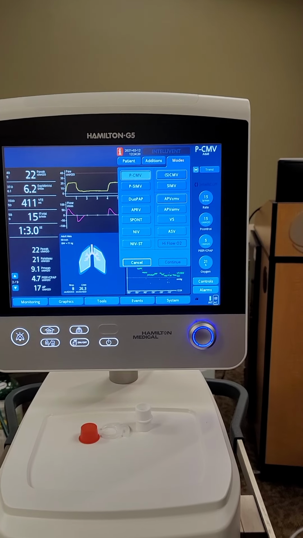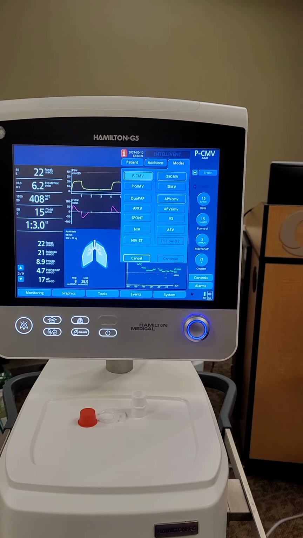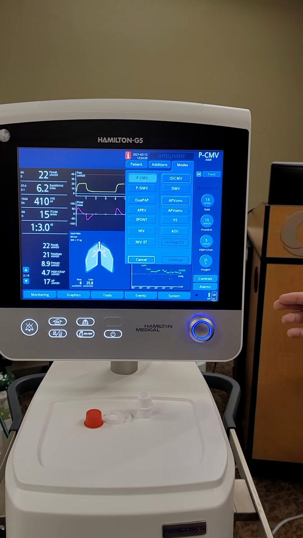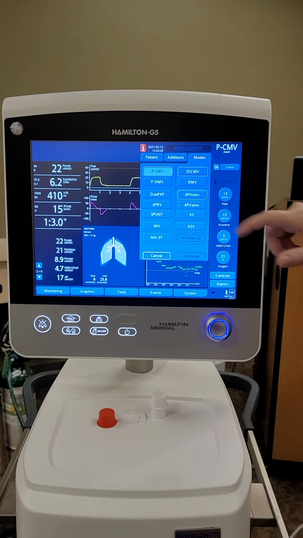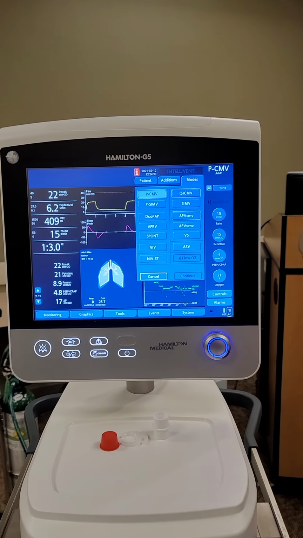Or a volume support breath. So those are the two types of breath. What's the difference between an APV breath and a volume support breath? Who ends the breath, right? If we have an APV breath, that's ended by time; a volume support breath is ended by flow. That's it, but they're both volume targeted.